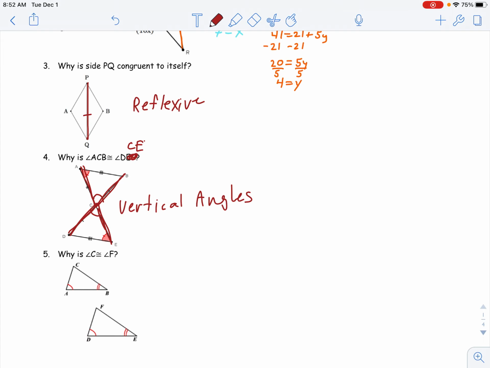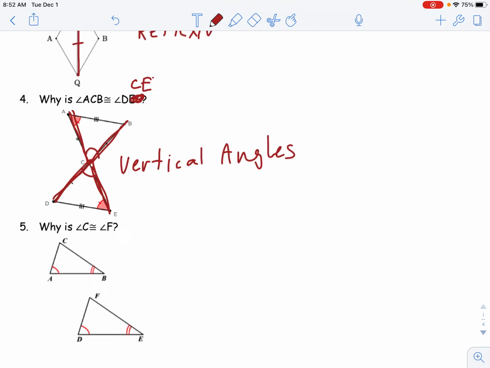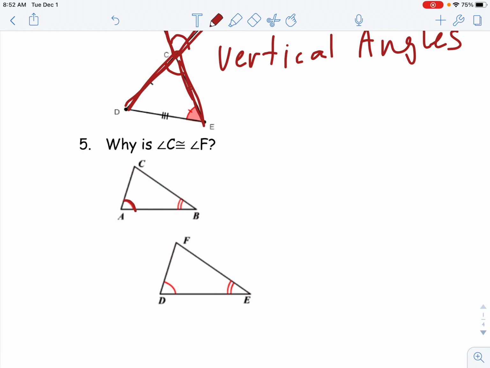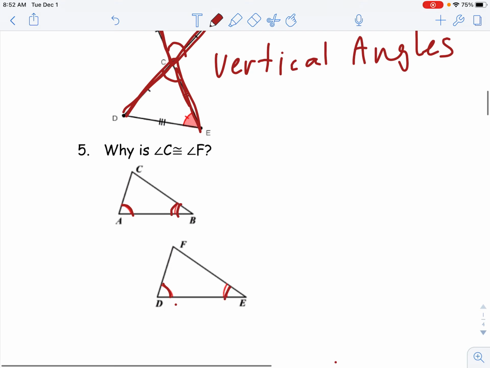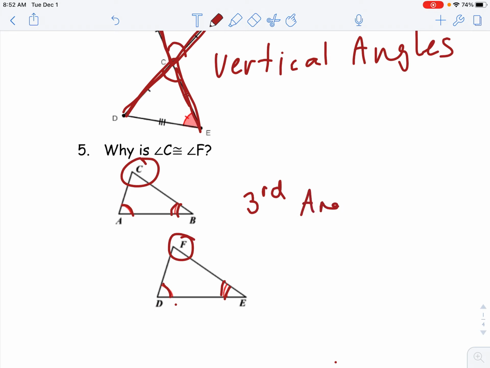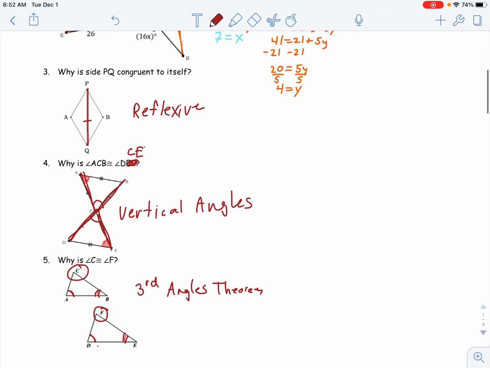All right, and then this one right here. Why is angle C congruent to angle F? Well, this angle is congruent to that angle. That angle is congruent to that angle. So these third angles must be congruent to each other by the third angles theorem. All right, just a little bit of review.